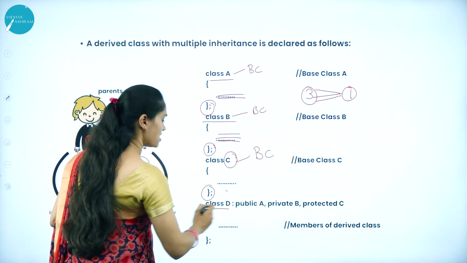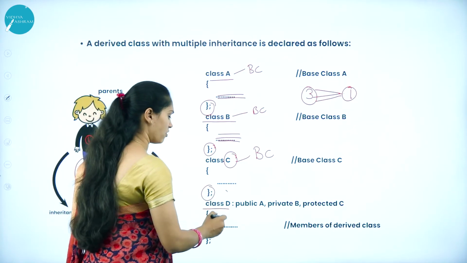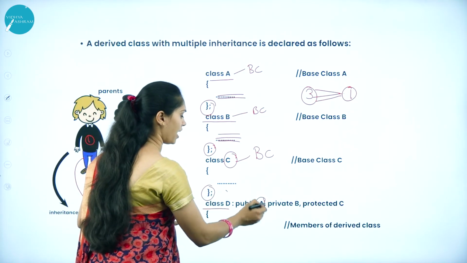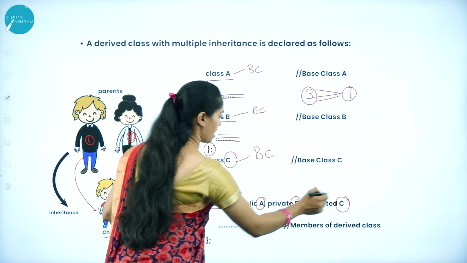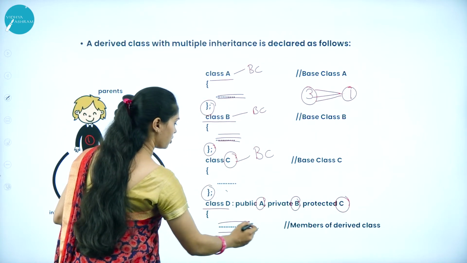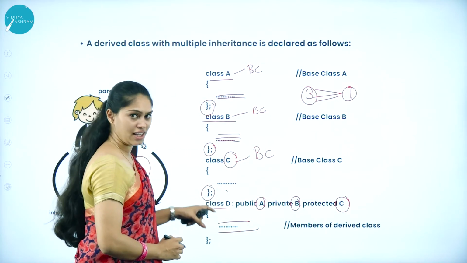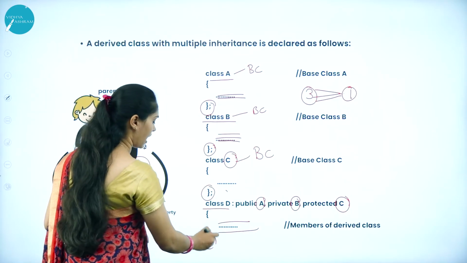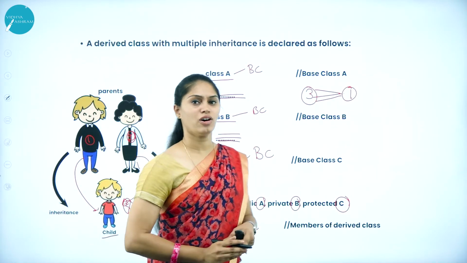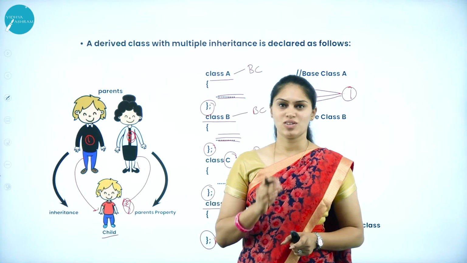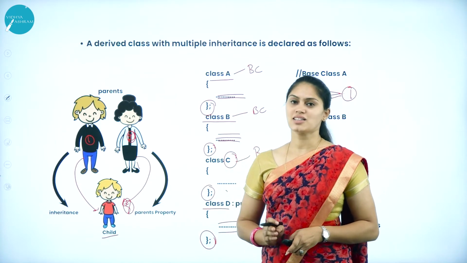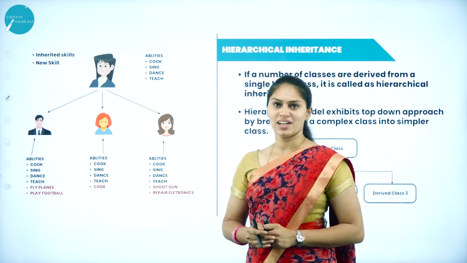So here class D is the derived class and it is going to acquire the features of A, B as well as C. And I am going to have some members for the class D, that is the derived class. Then I will be closing the derived class D. Okay, so this is how multiple inheritance works. Which is the next type of inheritance then?